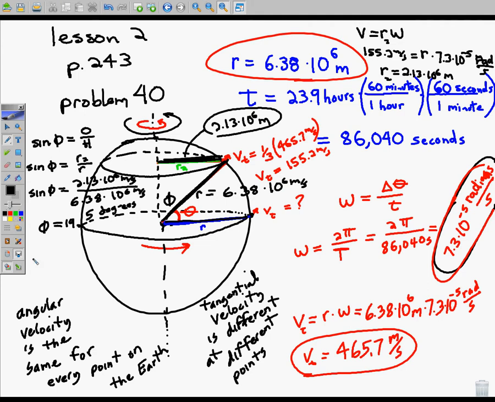Was it 19.5? So what is theta? 90 minus 19.5. 70.5.